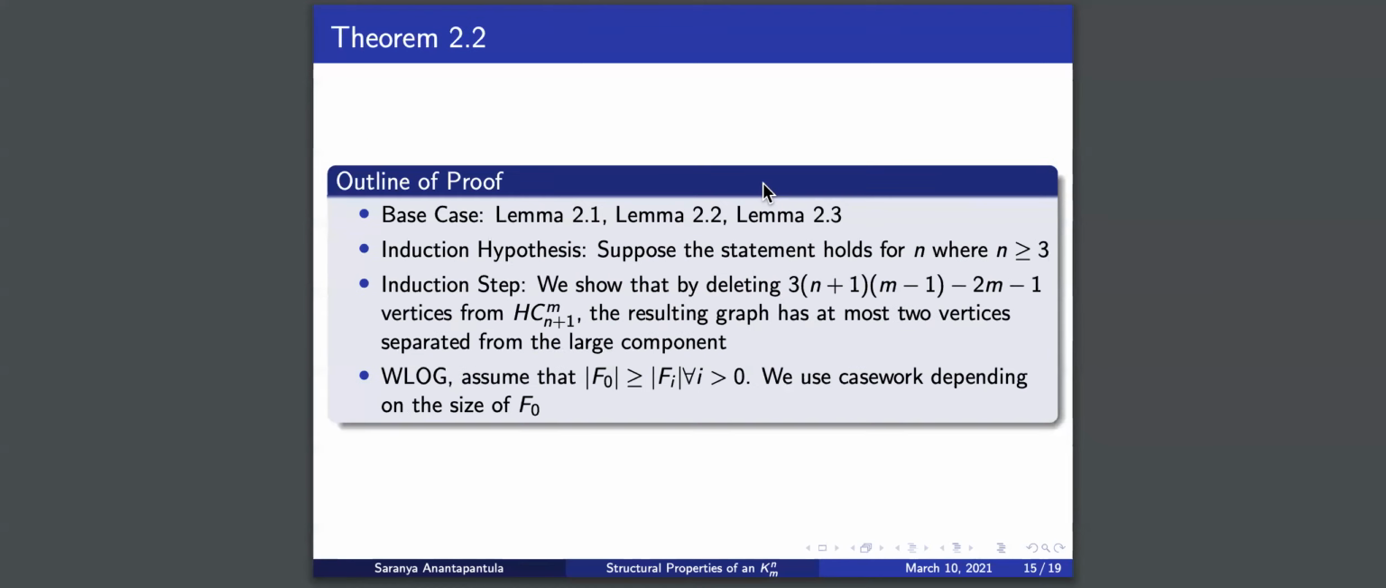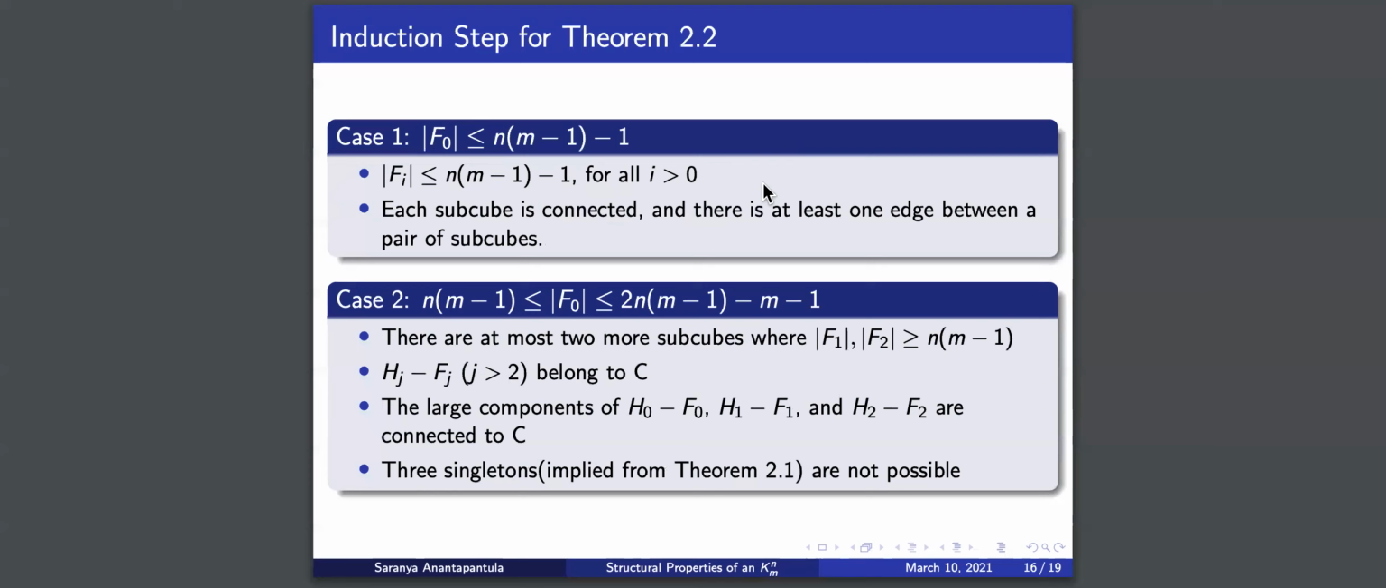So in this theorem, we can assume that n is greater than or equal to 4. Again, we'll assume that the cardinality of F0 is greater than the number of vertices deleted in any other subcube. So here, again, we're trying to show that by deleting 3(n+1) times (m minus 1) minus 2m minus 1 vertices, the resulting graph will have at most 2 vertices separated from C, as we're going by proof by induction. So case 1 is the same as case 1 from the first theorem. The entire resulting graph is C.